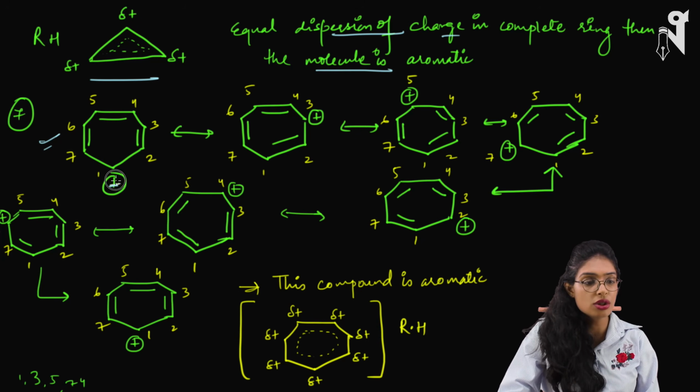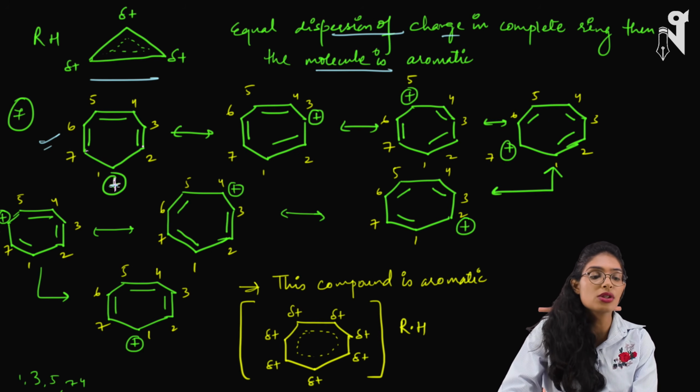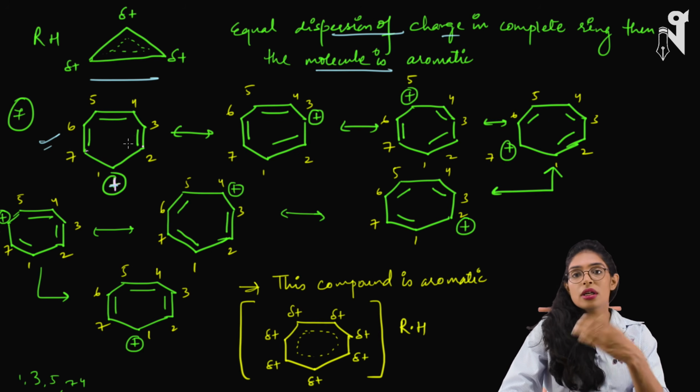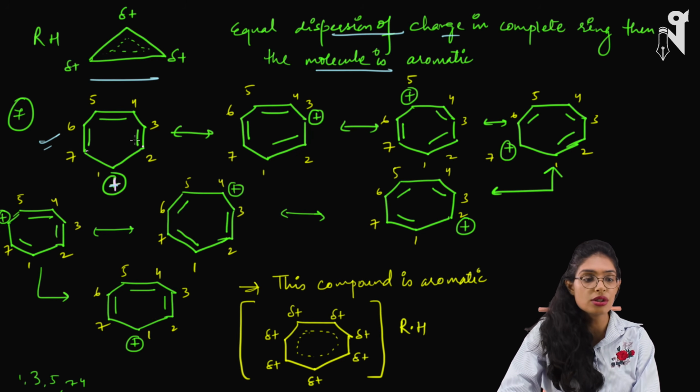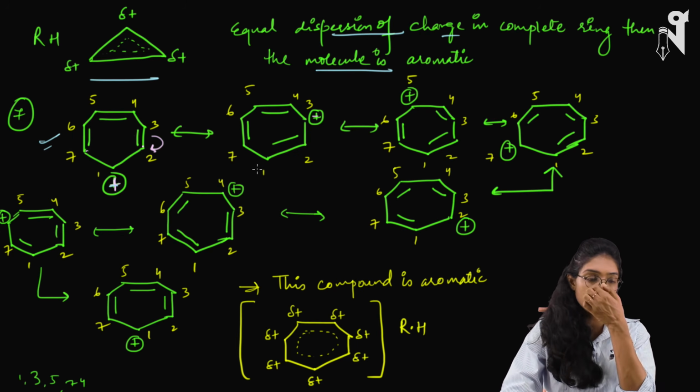Here is my plus charge and here is my double bond. I can travel from here or from here, anywhere. This plus charge and this pi bond are in alternate positions and in conjugation. So first of all, what will happen? The pi bond will break, the electron will come on the second carbon. The second and the first carbon will form a pi bond and the plus charge will shift to the third carbon. Very usual behavior.